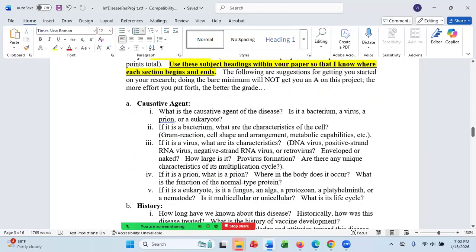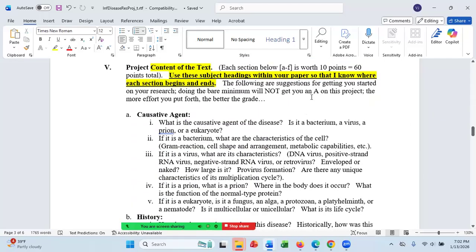The project content must have these subject headings and these subjects. And I want to know where each section begins. That'll be the start of the section subheading. And then where it ends will be the start of the next subject heading. If you're missing these, you will get a -6 point, one for each subheading.